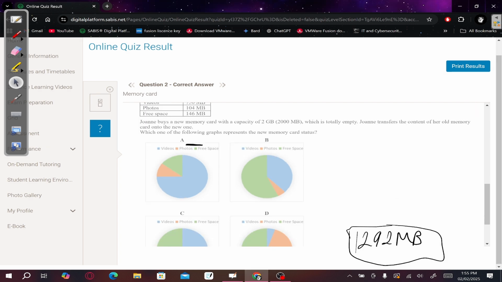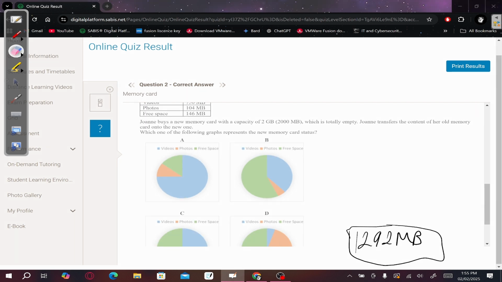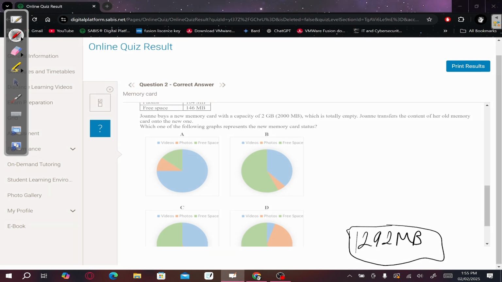So let me just erase this as well. Okay. This first of all shows that we have barely any free space. In fact, it's mostly videos. No, we have mostly free space because this is all free space.